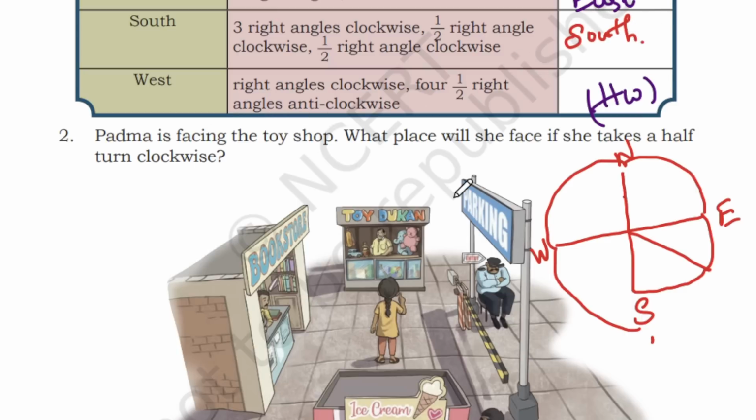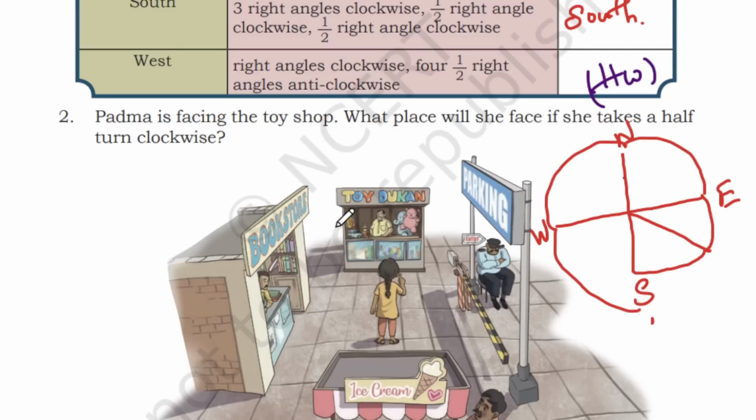Next, you have to do this as homework. Padma is facing a toy shop. What place will she face if she makes a half turn clockwise? Here she is seeing a toy shop, this one. If she takes a half turn clockwise, from here she will be able to see the ice cream shop.